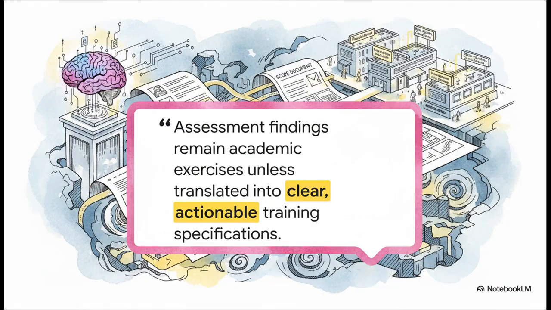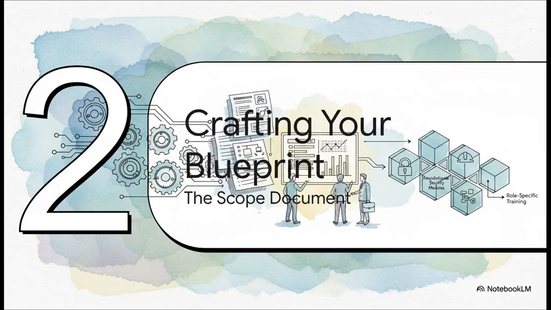And this just hits the nail on the head. The source material says it perfectly. Your findings are basically just academic exercises until they are translated into clear, actionable training specifications. That translation, that's the document that makes the whole thing real. Okay, so how do we build that bridge? We do it with a training scope document.